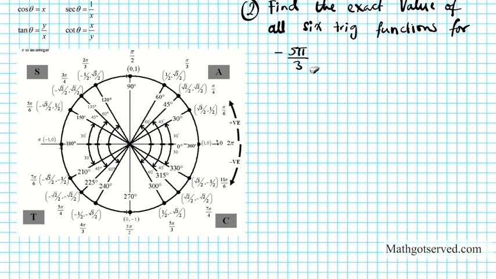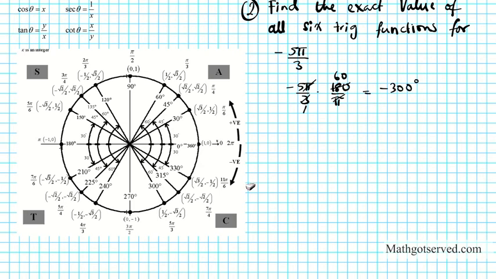Negative 5 pi over 3, we can change this into degrees so that it's easy to graph. To convert it to degrees, I'll multiply it by 180 over pi. The pi's cancel out. 3 goes into 3 once, and 3 goes into 180 sixty times, and if you multiply across, you have negative 300 degrees.